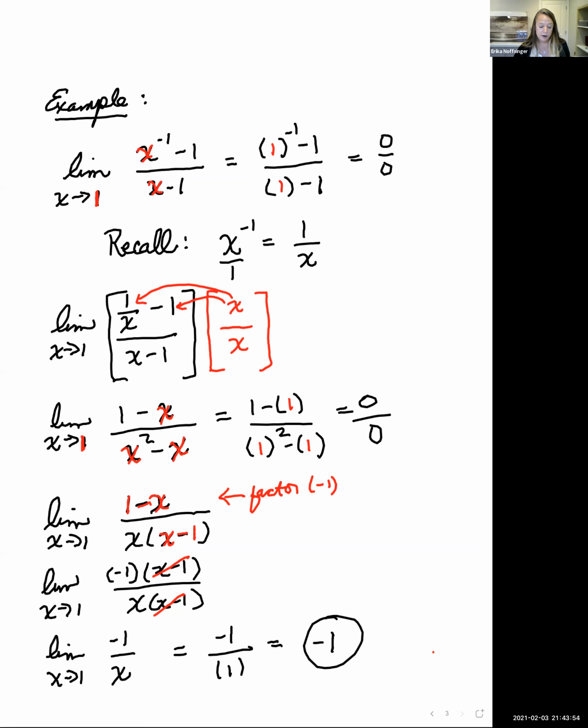So when we're looking at a graph of this, notice that our function is not defined at x equals 1. That makes our denominator 0. It's not in our domain, but graphically, if we were graphing this function, as x is getting closer and closer to 1, your y value is getting closer and closer to -1.